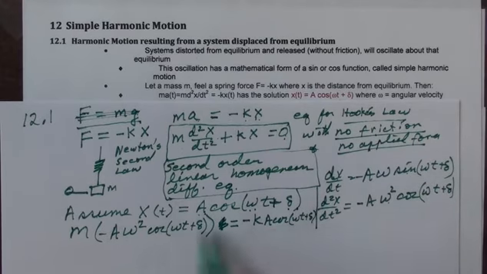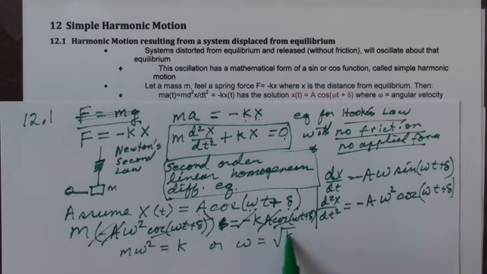Now, how do we check that this is a solution? Well, we've got a cosine over here that cancels the cosine over here. We have an A over here that cancels the A over here. We have a minus sign here that cancels the minus sign here. And what we end up with is m times omega squared is equal to k. Therefore, omega is the square root of k over m.